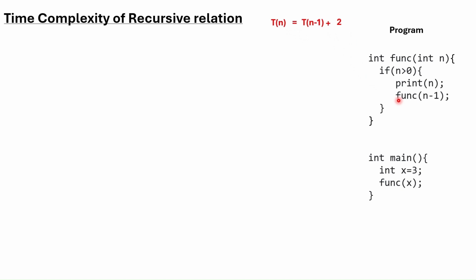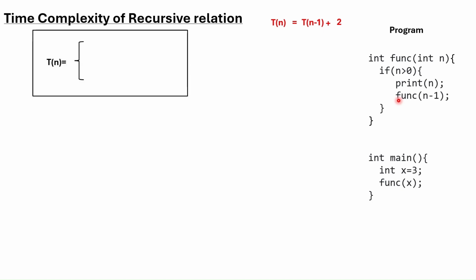Now let's write the recurrence relation of this function. If n is greater than 0, our recurrence relation will be T(n-1) plus 1, where the plus 1 is for the constant time. And if n is equal to 0, the condition becomes false, and then this function will take 1 unit of time. So let's now solve this recurrence relation to get the time complexity.